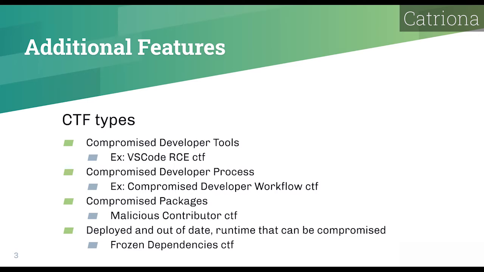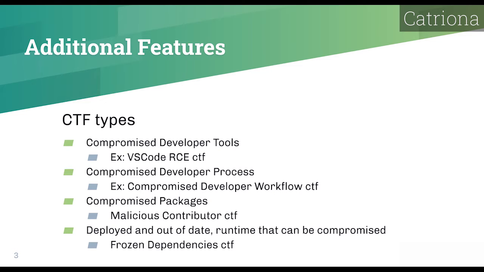Our CTFs covered 4 different types of supply chain security attacks. Compromised developer tool attacks focus on exploiting weaknesses in developer tools. We made a CTF on the VS Code Python extension exploit found in 2019 that allowed code in a virtual environment to be executed without user knowledge.